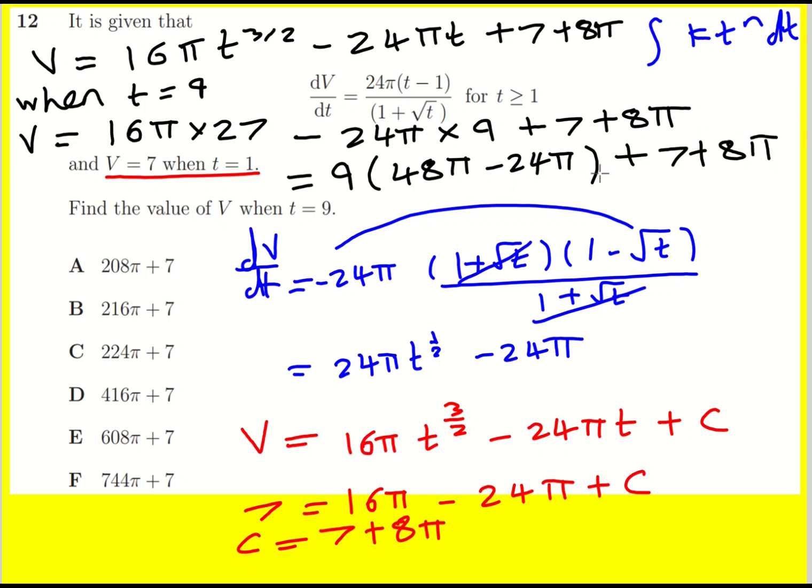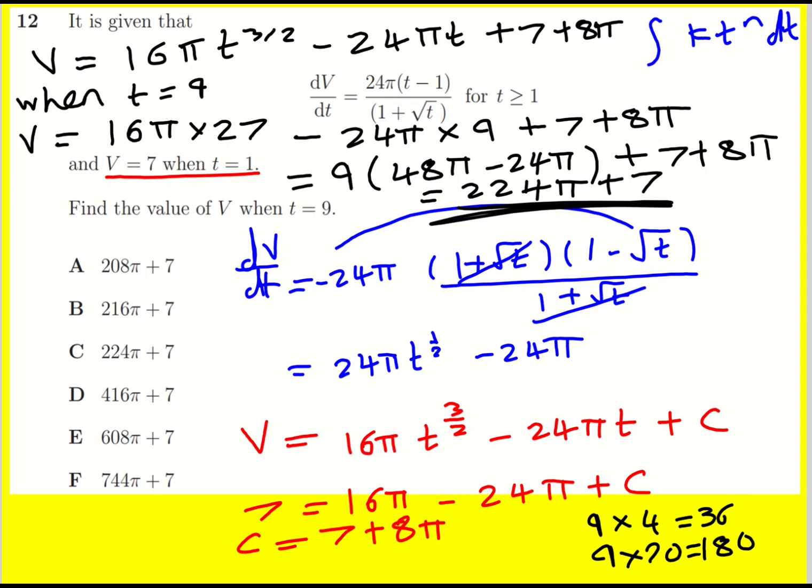And then that's 9 times 24 pi. 9 times 20 is 180. 9 times 4 is 36. I'm going to get 216 pi plus 8 pi. Okay, that's going to be 224 pi plus 7. And that's my answer, C.